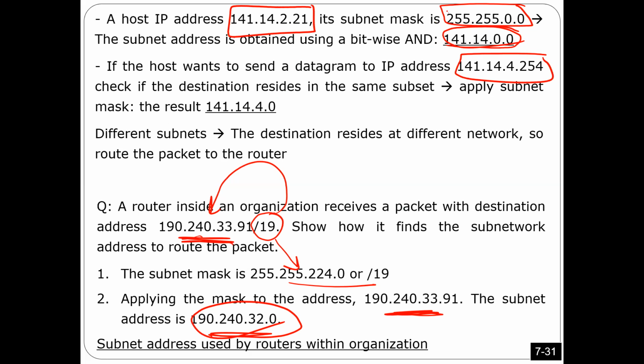So what I did after I applied the mask here, I got this address. So the subnetwork doesn't equal my subnetwork address. So this computer is not in the same subnetwork with me. It's in another network.